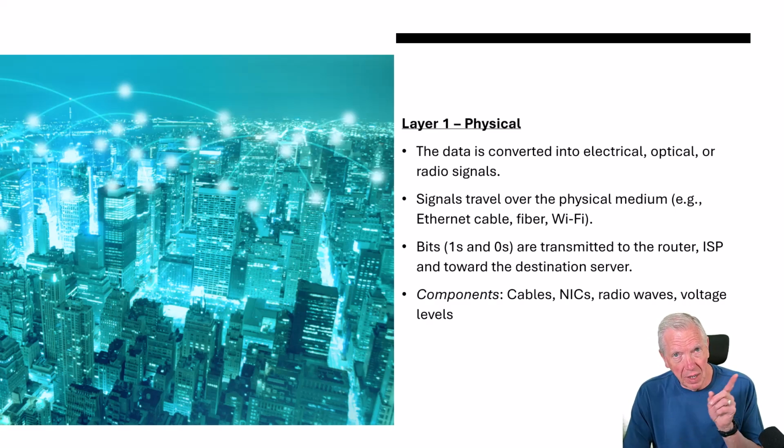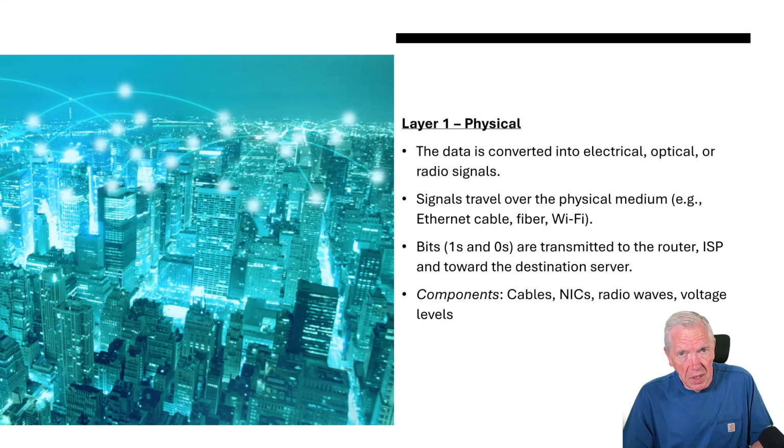Signals travel over a physical medium. Could be over Ethernet cable, which is copper cable. Could be over fiber optic cable, which is lights, or Wi-Fi, which are radio waves. And it's converted into bits. So at this juncture, it is all ones and zeros that are going across that wire.